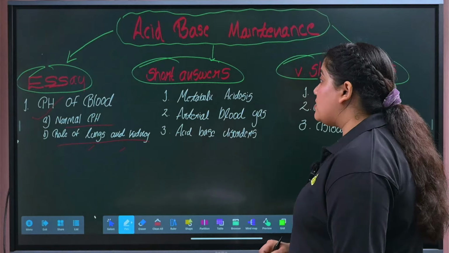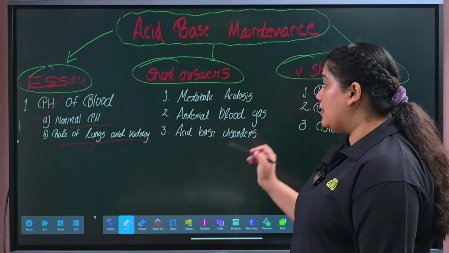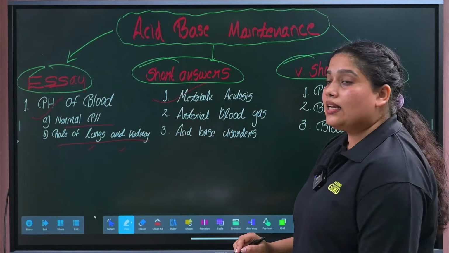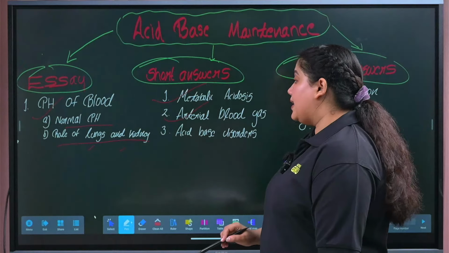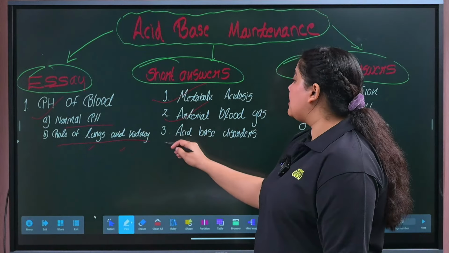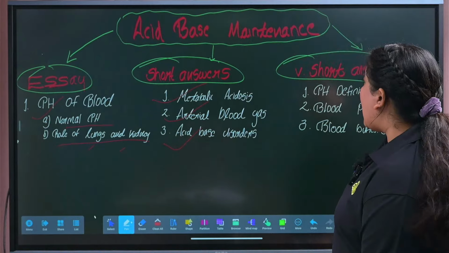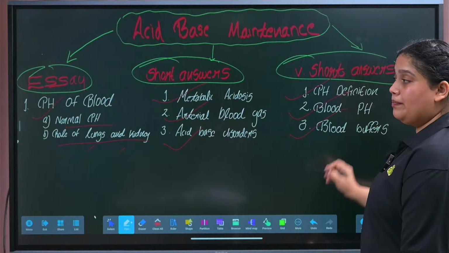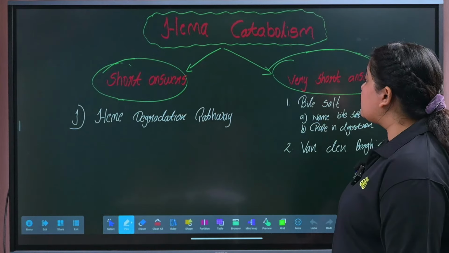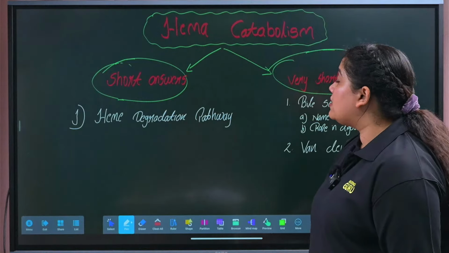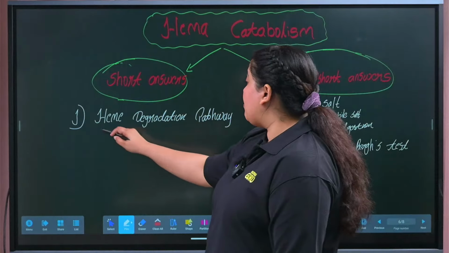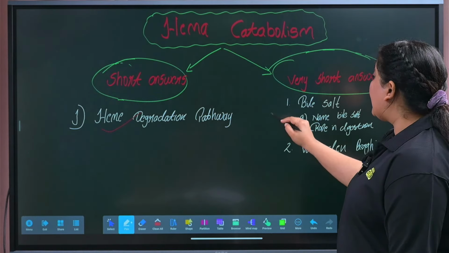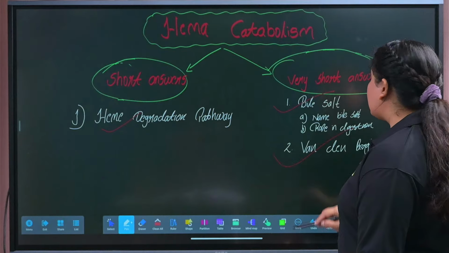Next is a short answer. From the short answer we can expect 3 questions, that is metabolic acidosis. What is metabolic acidosis? pH is reduced. And second is arterial blood gas. Third is the acid base disorder. Clear? And very short answer, the pH definition, blood pH and blood buffer. And from the 6th unit we have only short answer and very short answer questions. First one is hemoglobin degradation pathway, and from very short answer you will get bile salt and the Van den Bergh test.